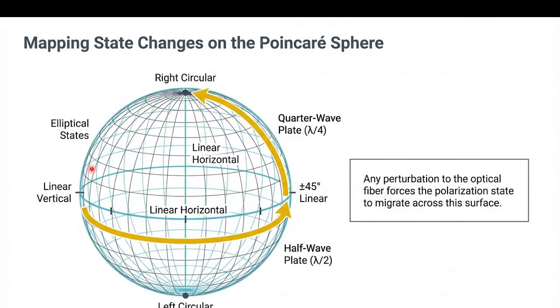In this slide, the mapping of the changes on the Poincare sphere is mentioned, where you can see the horizontal, linear, vertical, and elliptical states and quarter wave plates, everything shown on this particular sphere. Any perturbation to the optical fiber forces the polarization state to migrate across this surface. So everything will be on this surface only, whatever is mentioned.